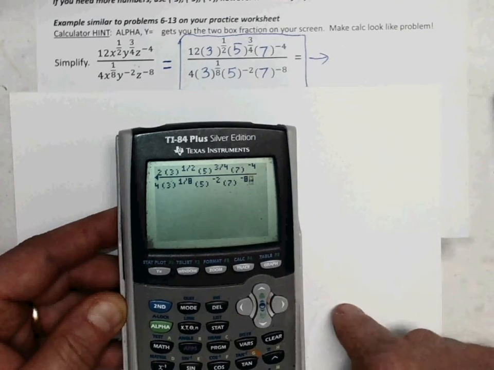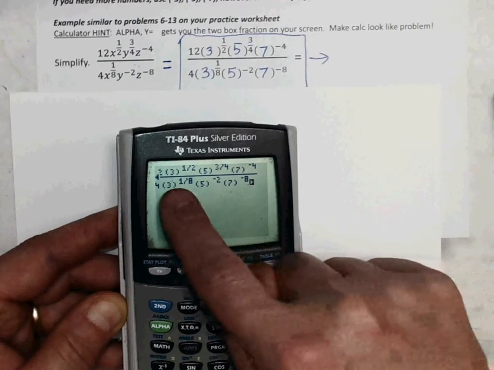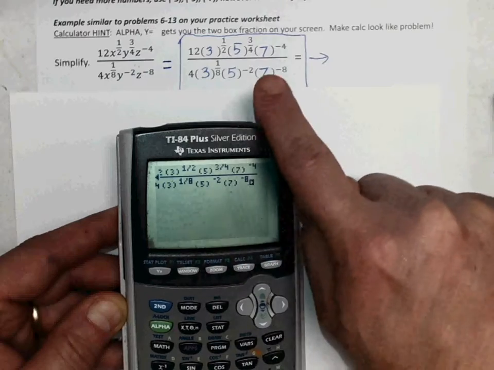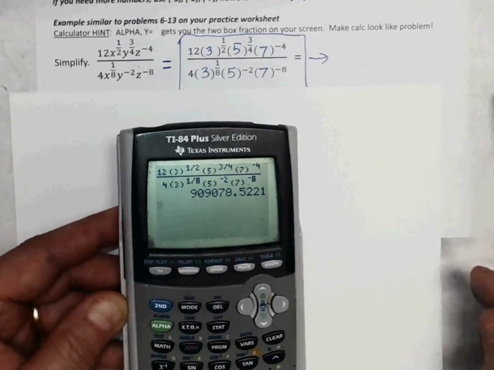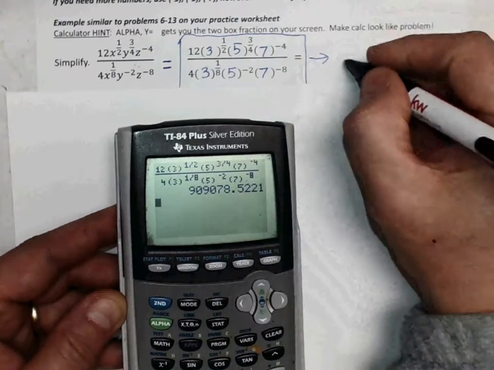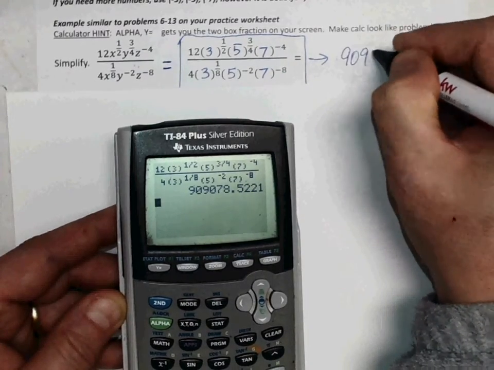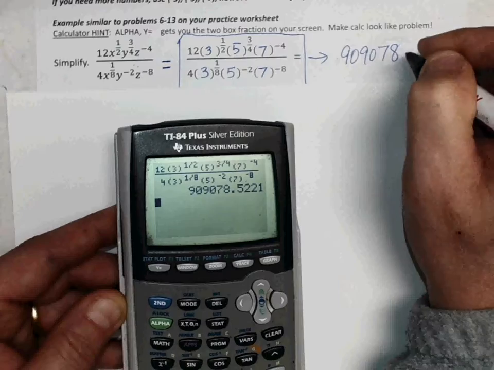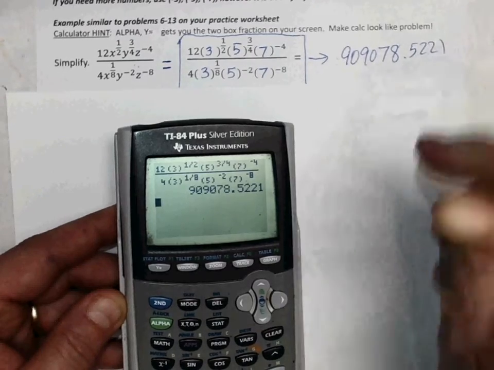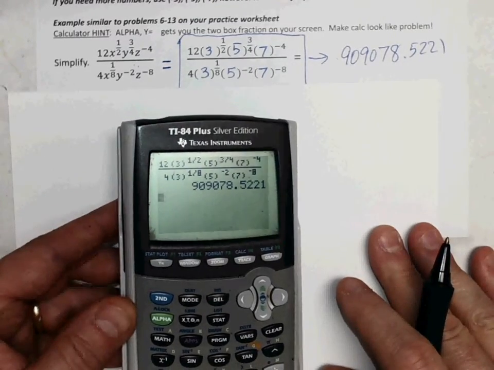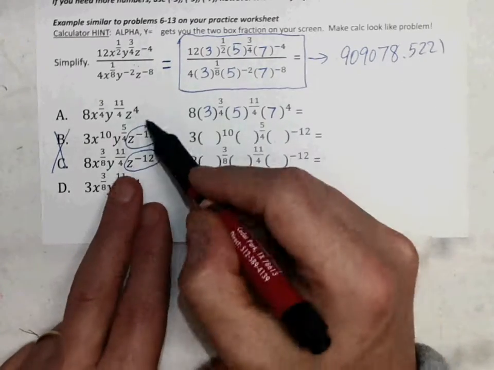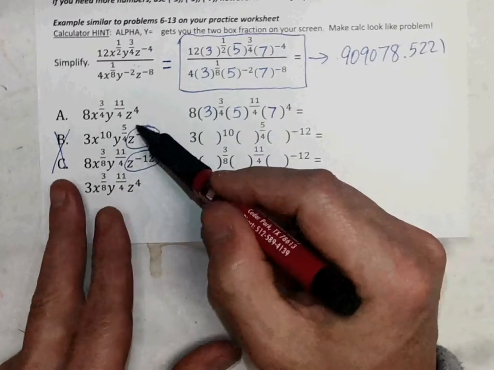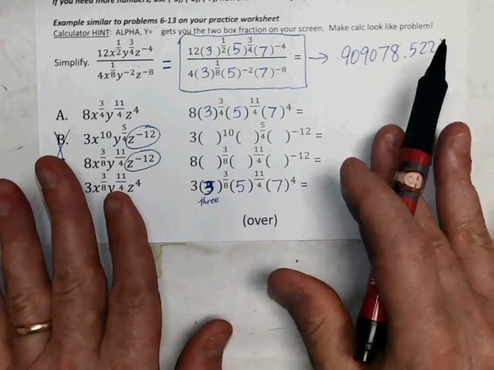Tab out. Take a look at this. Does it look exactly like my paper? If it is, go ahead and press enter, and now we have a number. Write it down, 909078.5221 if you want to be exact. Okay? So now we're going to play matchy-matchy. We've already eliminated these. If all my answers had positive exponents, I would have to check them all.